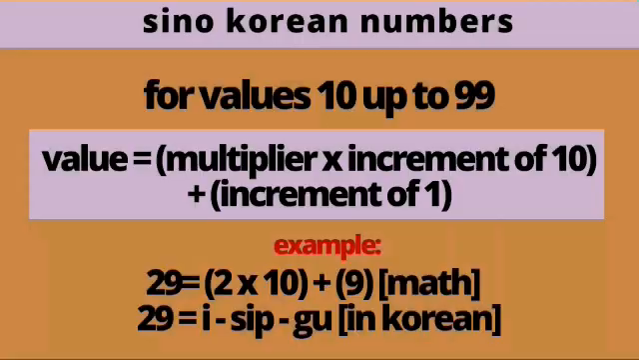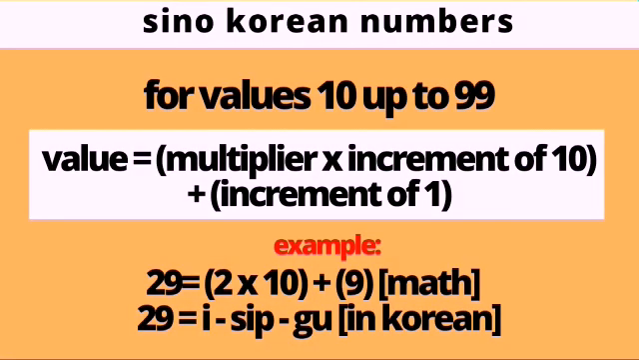Now let us apply these increments into examples. For numbers 10 up to 99, we'll be using this formula. So we have the value equals multiplier times increment of 10 plus the increment of 1. As mentioned, this is only used for values 10 up to 99. Take note that this doesn't involve an increment of 100 since the last number is 99. For this case, we'll only need the increment of 10, which is ship.